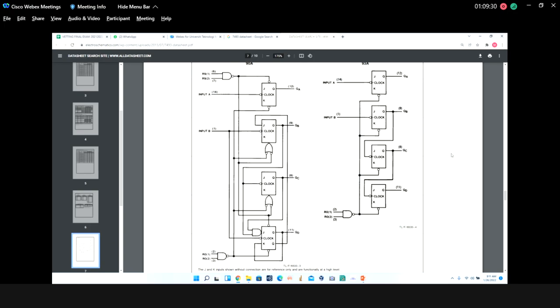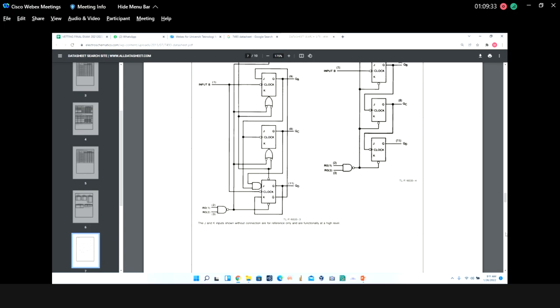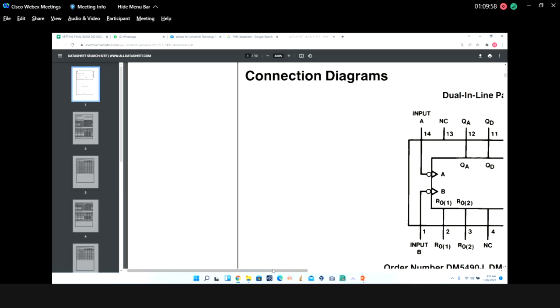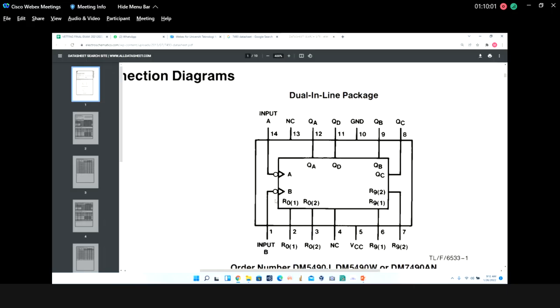Okay, so what we discussed is the 7493. The 7493 has R01 and R02, only R01 and R02. And then we have two inputs, input A and input B. It is negative edge triggered. So here is negative edge, and we can have two clock inputs.